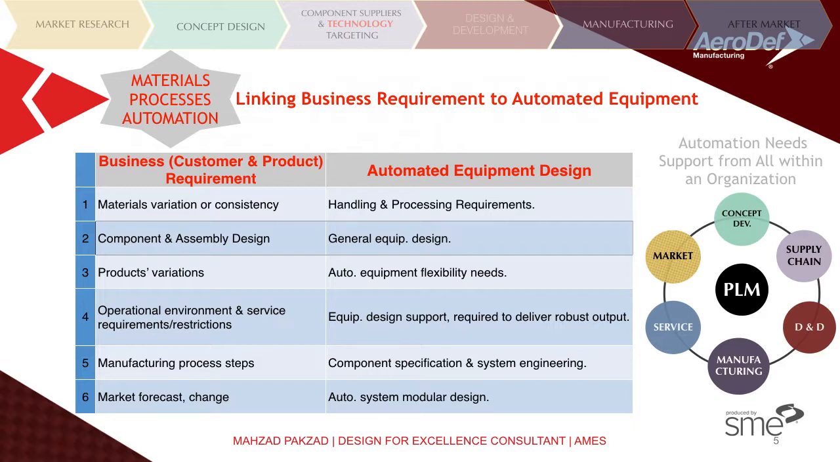Market forecast and change. Sometimes companies change the products frequently, and they're investing a lot of money in the automated equipment, and they need that equipment to be able to handle the future product, which may be coming in a year or two. So it's good to have a chat with the marketing people to know the possible forecast, and build the automated system modular for modifications just in case.